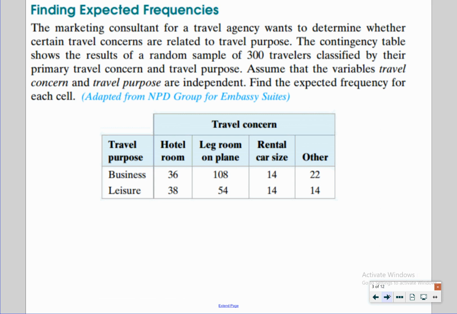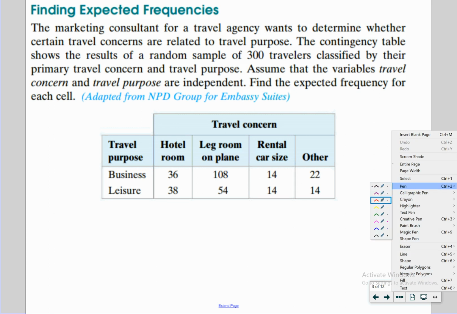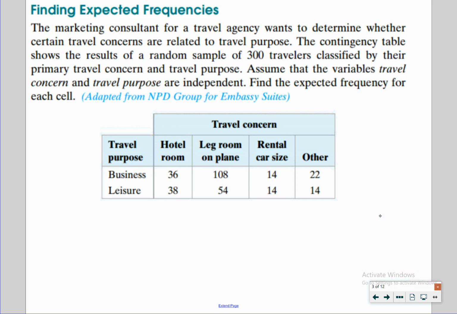Okay, so first thing that we have to do, add up all the rows and columns. Sometimes that'll be done for you. Sometimes you have to do it yourself. This time we have to do it ourselves. All right, so I'm going to sum up my hotel rooms first. 36 and 38, 74. Leg room on a plane is a travel concern.